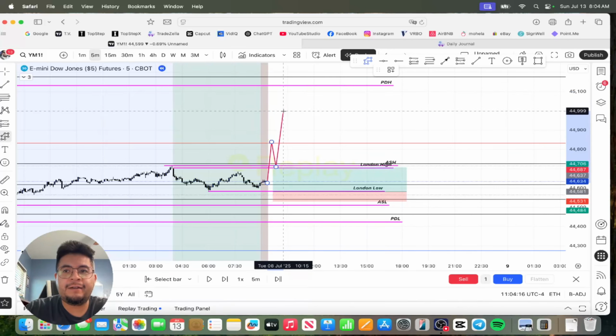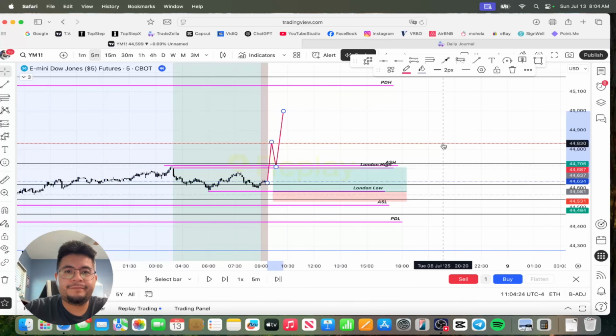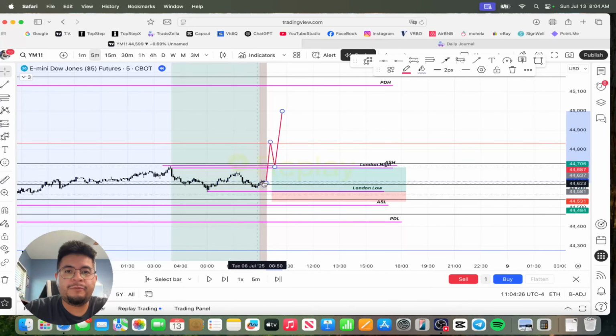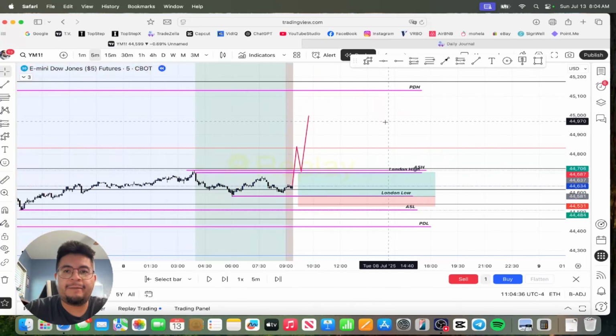45,000 is right there. So let's say we'll see what happens, okay? Because if it's going to start to move bullish, I wouldn't want to sell, because I know that it reacted off right here, didn't go any lower, and it's going to go higher. So let's just see what happens, okay?